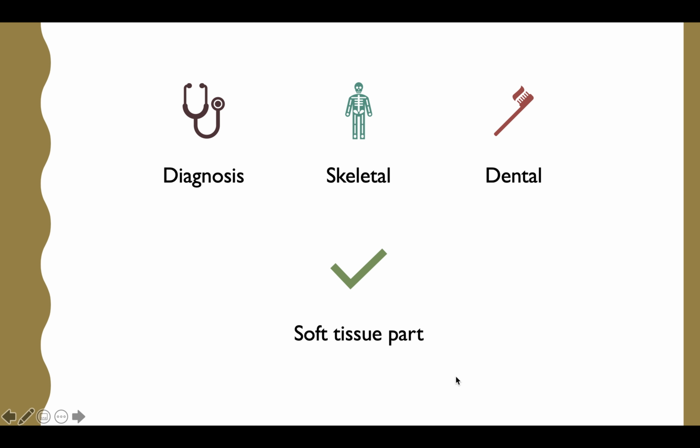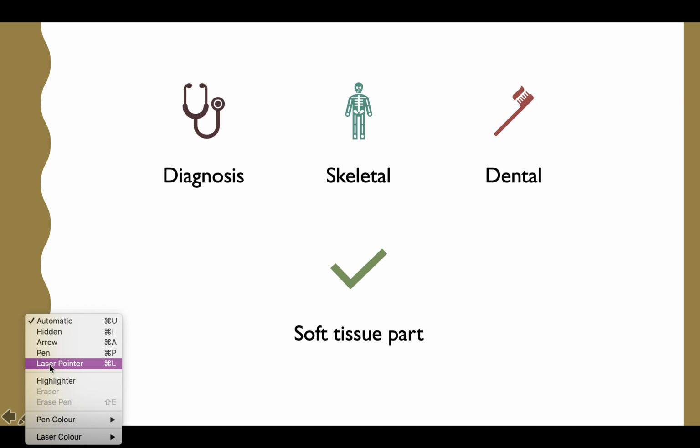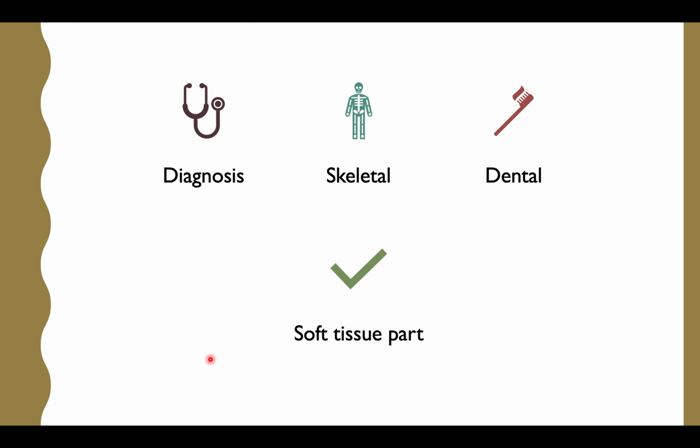Orthodontic diagnosis is composed of three parts. One is the skeletal, one is dental and another one is your soft tissue part. So, the information regarding your skeletal parameters, dental parameters and the soft tissue parameters is to be included in your cephalometric examination too.